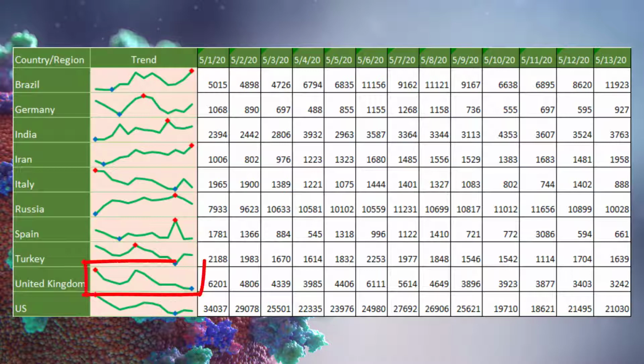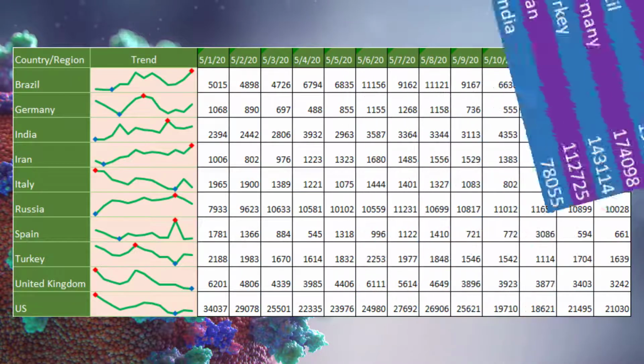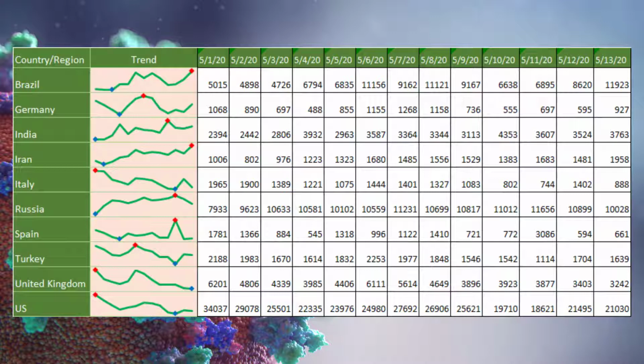It has the same pattern with the United Kingdom. Looking at the total confirmed cases as of May 13, Brazil and Iran have a lower number of cases compared to USA and Italy, but sparklines again tell a different story. Both countries experience the lowest number of new cases in early May, and both of them have the highest number of new cases on May 13. The sparklines show an increasing number of new cases per day.